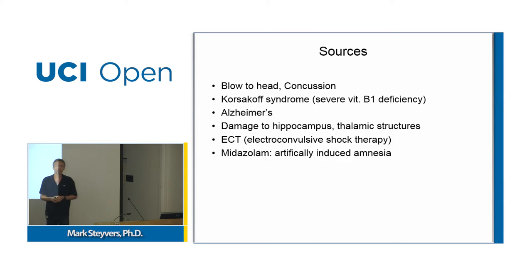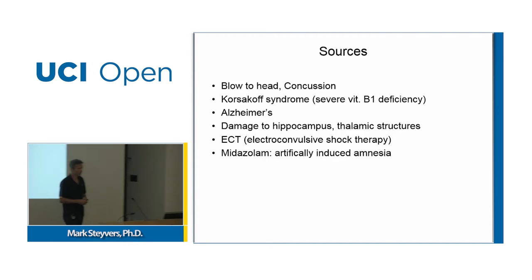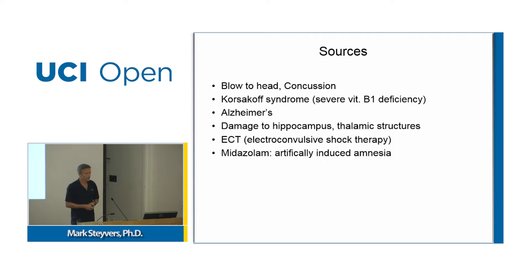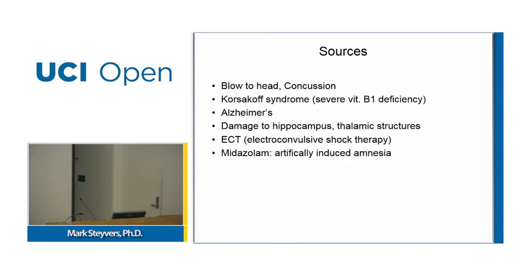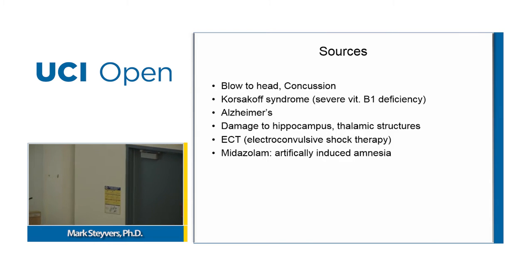There's, of course, Alzheimer's, which can be very diffuse. At some point, your episodic and semantic memories can be affected. There could be damage for a variety of reasons, because of surgery or an accident, to your hippocampus and thalamic structures. That can have some very bad consequences. It can lead to anterograde amnesia. I'm not so sure if ECT is still applied, but there used to be a period when psychiatric patients, if nobody could deal with them, were just shocked into submission, which seems like a really bad idea, because now we know that induces amnesia.